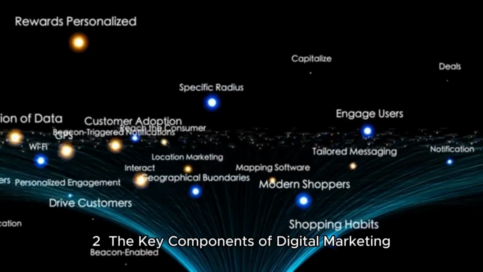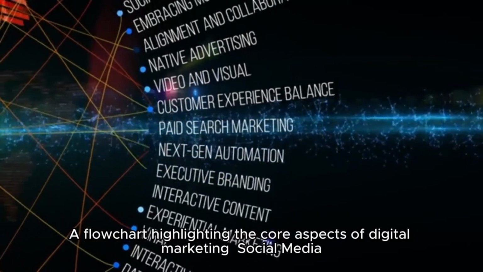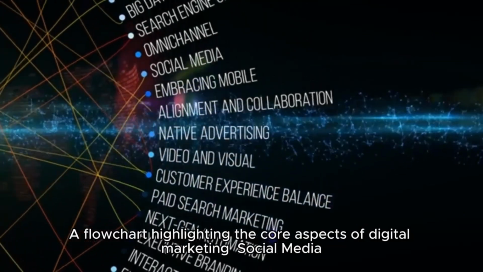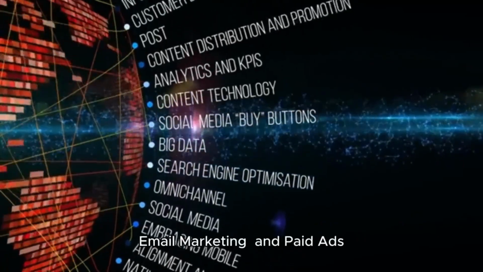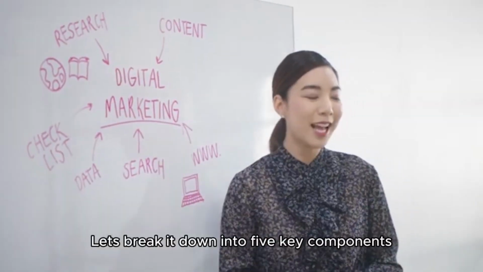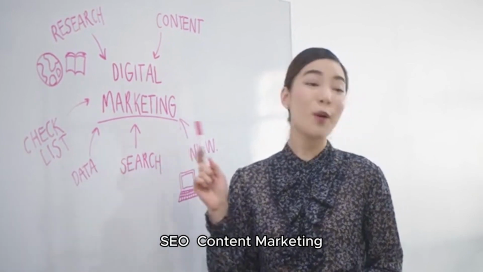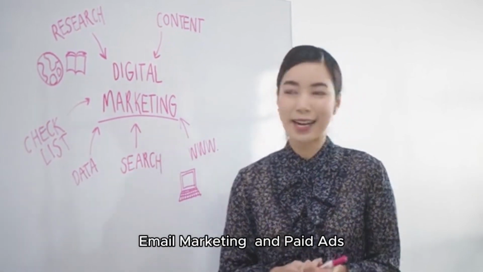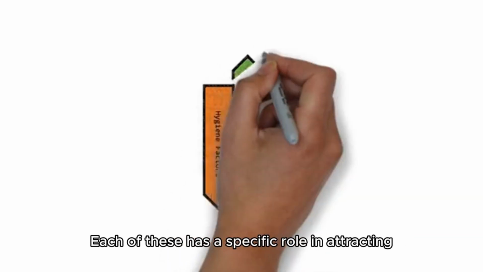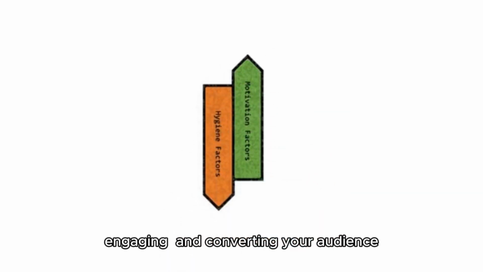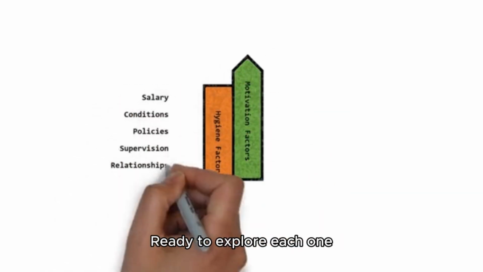2. The key components of digital marketing. A flowchart highlighting the core aspects of digital marketing: social media, SEO, content marketing, email marketing, and paid ads. Let's break it down into 5 key components. Social media marketing, SEO, content marketing, email marketing, and paid ads. Each of these has a specific role in attracting, engaging, and converting your audience. Ready to explore each one?